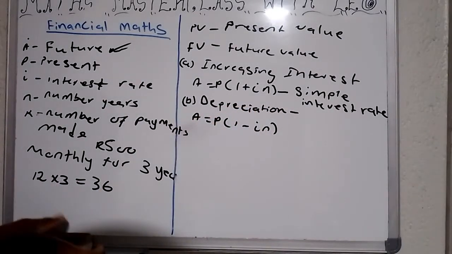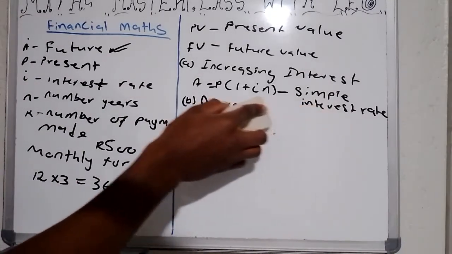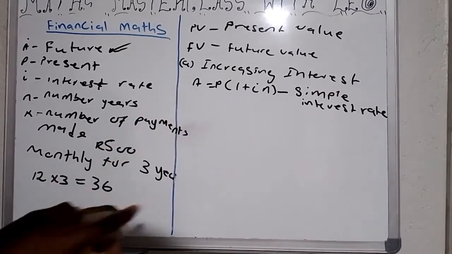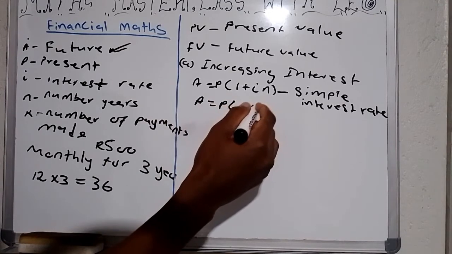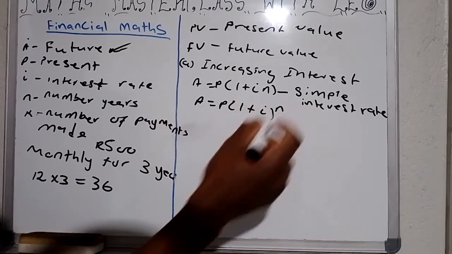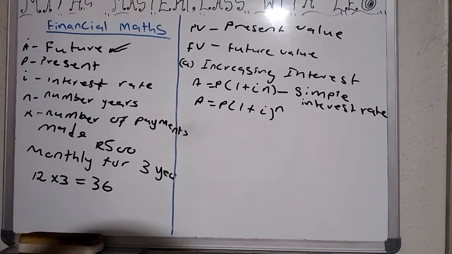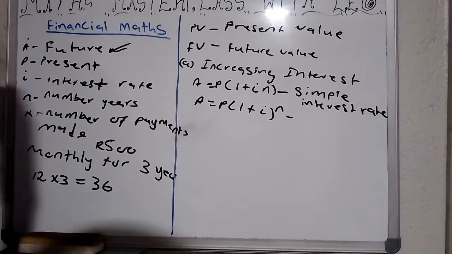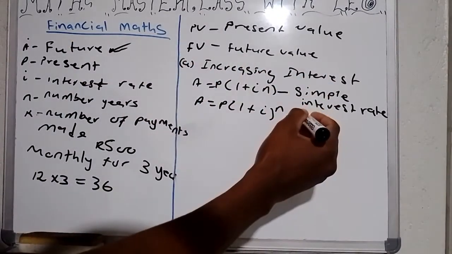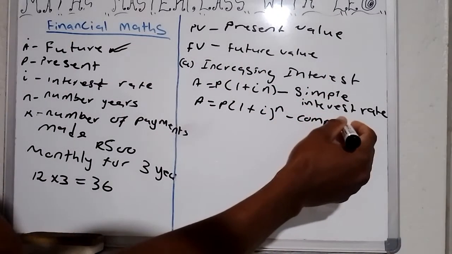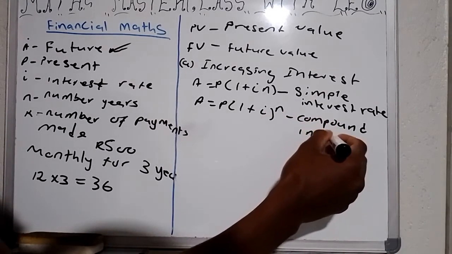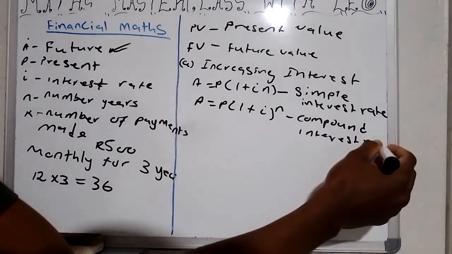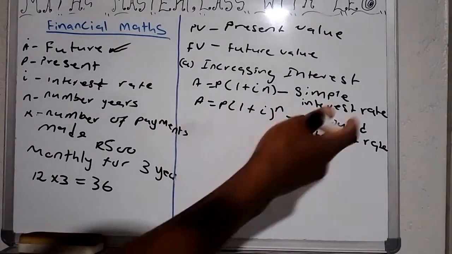Okay, before I write the depreciating, let me just write one more formula, which is A is equal to P into (1 plus I) to the power N. Normally you use this one when they say compounded monthly. This is the formula that you're gonna use. It also represents an increasing one, but this one is for compound interest rate. When they say compounded monthly, this is what you're gonna use.